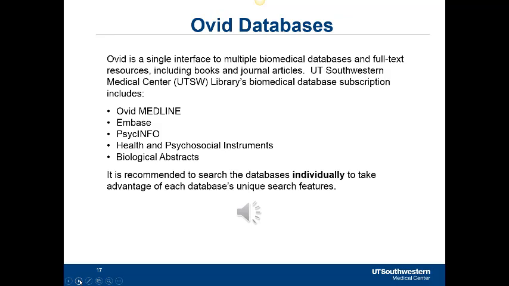For this tutorial, we will focus on Ovid databases. Ovid is a single interface to multiple biomedical databases and full-text resources, including books and journal articles. The library's database description includes Ovid MEDLINE, Embase, PsycINFO, Health and Psychosocial Instruments, Biological Abstracts. It is recommended to search the databases individually to take advantage of each database's unique search features.